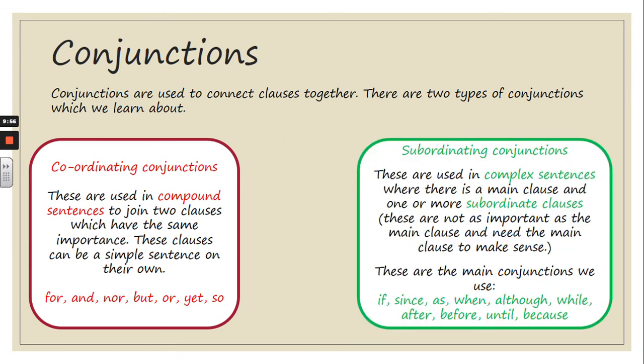Okay, so the other type of conjunctions are subordinating conjunctions. These are a little bit trickier to use because they are using a complex sentence where there is a main clause, which could be a simple sentence on its own, but there is also one or more subordinate clauses. So the subordinate clause, because it starts with the conjunction, doesn't make sense on its own. So if I had that out of the sentence, it wouldn't make sense because it needs to link to the main clause for it to make sense. So the main conjunctions we use from this type are if, since, as, when, although, while, after, before, until, and because.